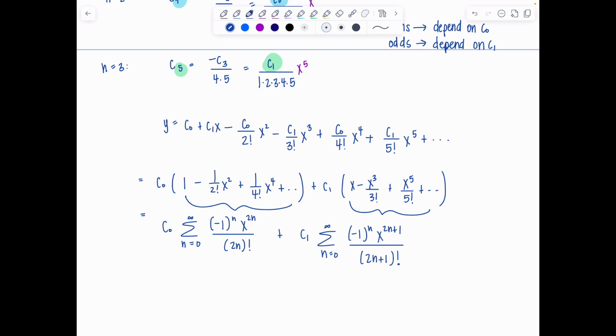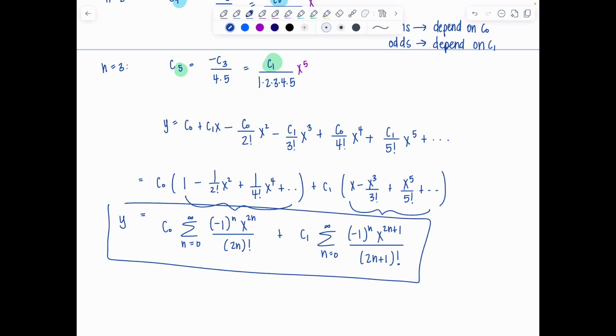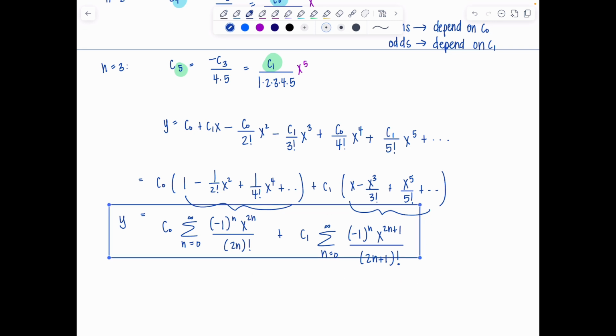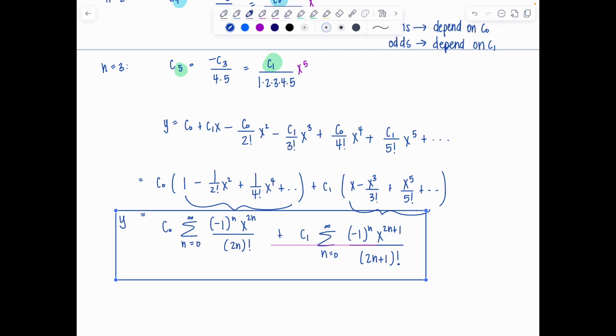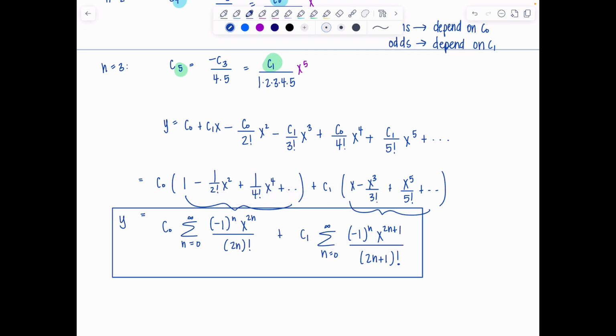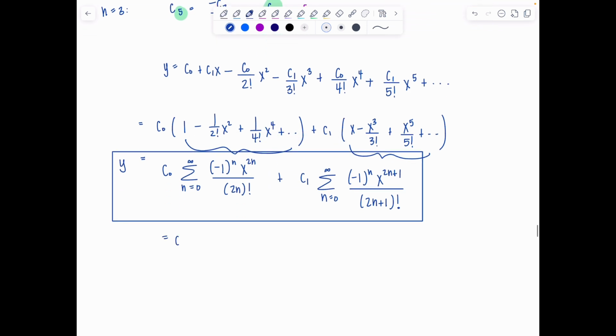And that's enough, right? We found a solution as power series in x, but hopefully you recognize these are very famous power series, very famous Maclaurin series. This is actually c0 times cosine of x plus c1 times sine of x.